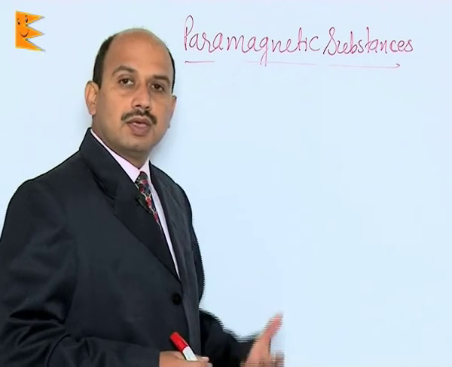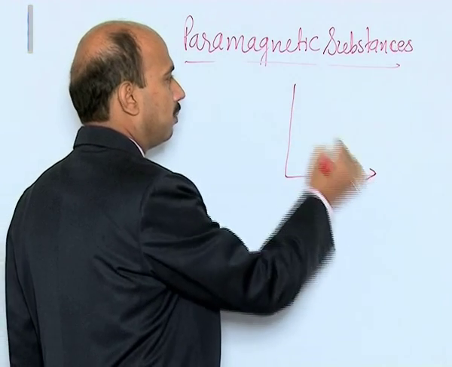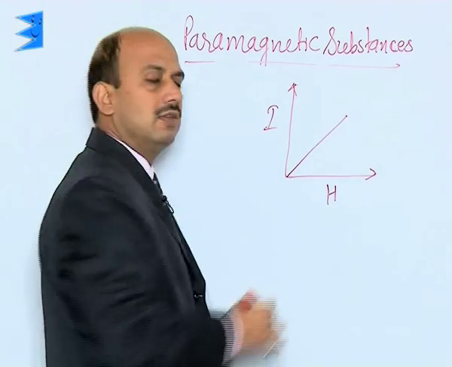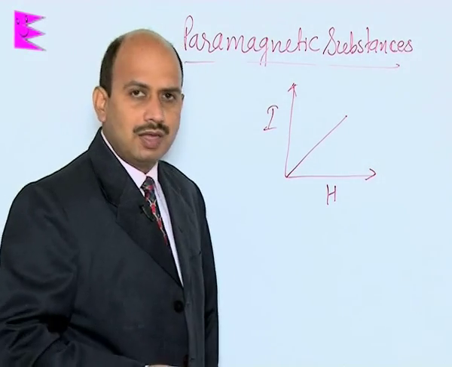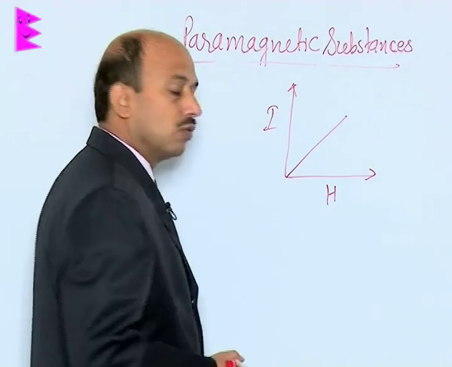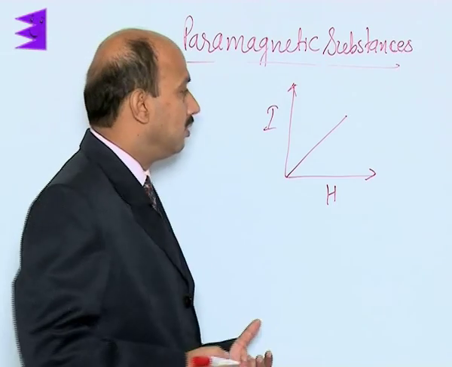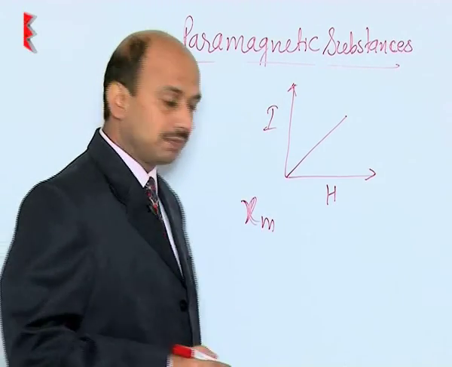Now see, the graph between I and H is like this. For the paramagnetic materials, I is on this axis and H is here. That changes linearly and has a positive value. After that, the magnetic property of the paramagnetic substances, that means chi m for the paramagnetic substances, depends on the temperature.